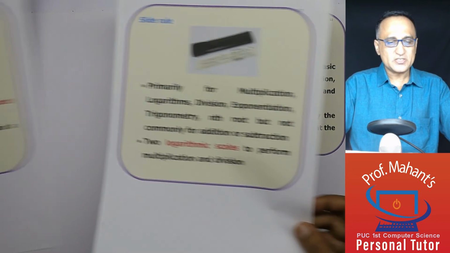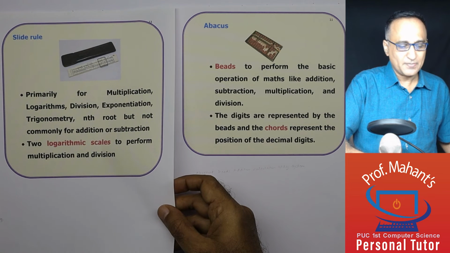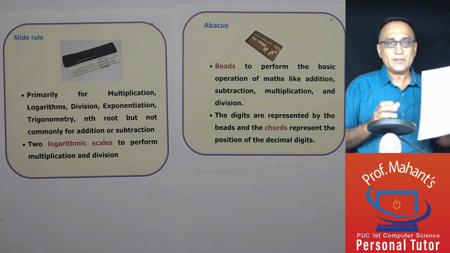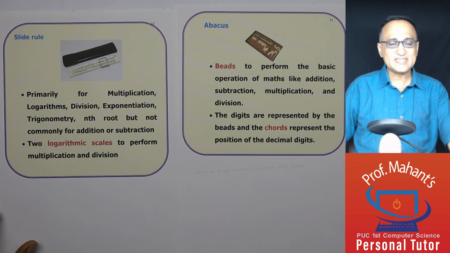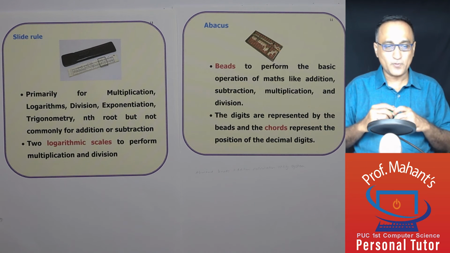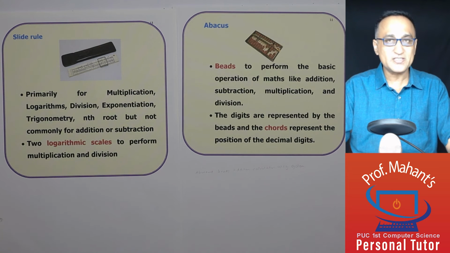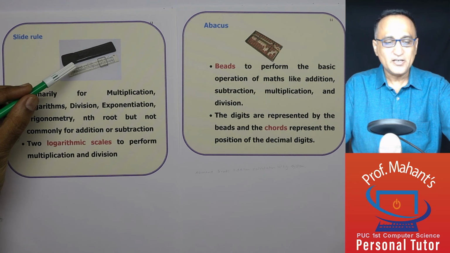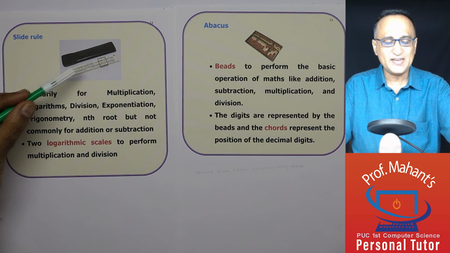After Napier's bones, the next significant development is that of the slide rule. William Oughtred, a British clergyman, is credited with the invention of the slide rule. The interesting thing about slide rule is even till the 1960s, slide rule was extensively used in engineering and other technical applications. The slide rule works on the principle of having two logarithmic scales. There is one logarithmic scale here, there is a second logarithmic scale here.